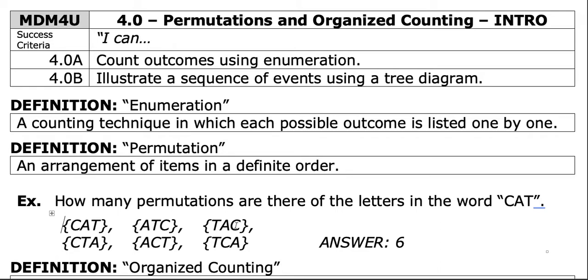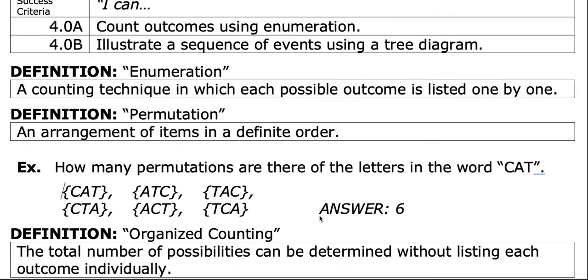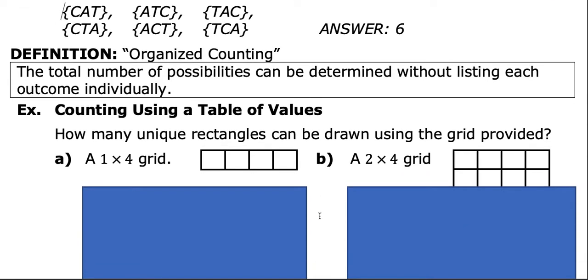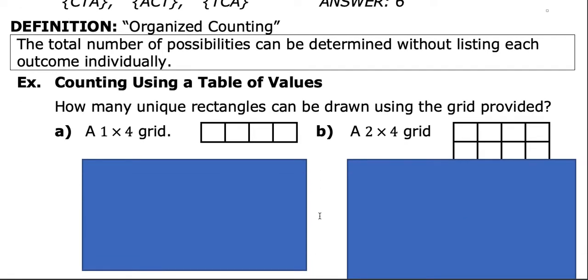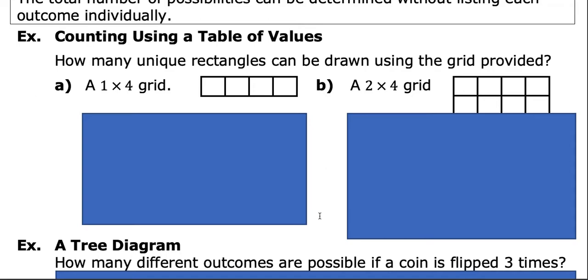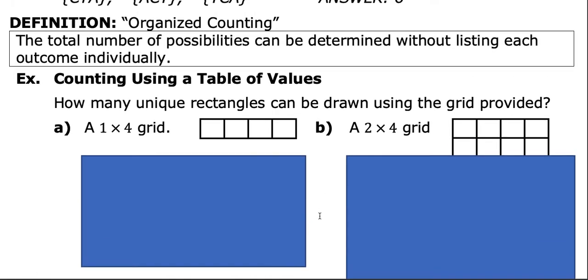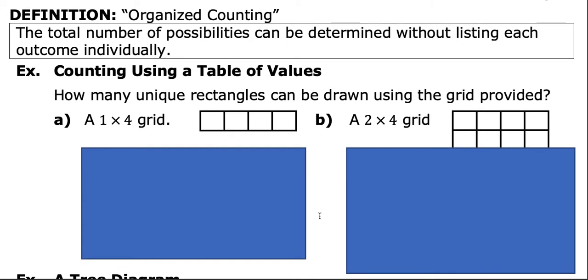And you can imagine that this enumeration method becomes much more challenging when the number of letters used is larger. So we'll be learning those techniques in the future. Next, those techniques that I was discussing are organized counting techniques. So, the total number of possibilities can be determined without listing each outcome individually.